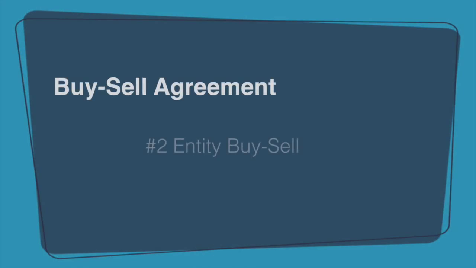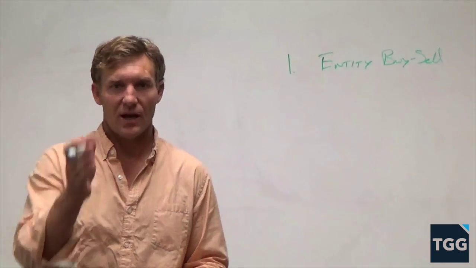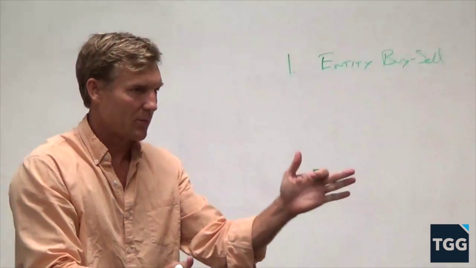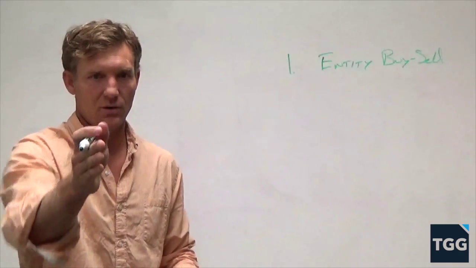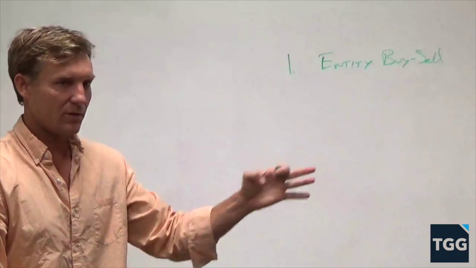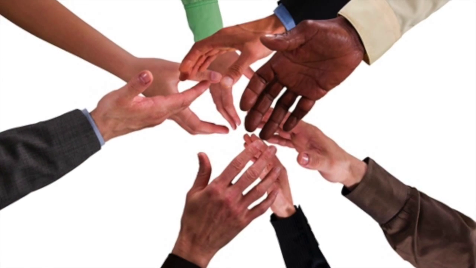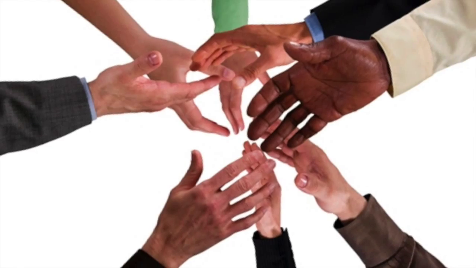Now, an entity buy-sell comes into place when there are more than simply two partners. Because if you had a cross-purchase with more than two partners, I have to have a deal with you as one partner, you as one partner, you as one partner, so I have to have an insurance policy if I die with you, one with you, one with you. And now all of a sudden you have to have one with me, one with that partner, and so on and so forth. You come up with 20 different insurance policies. Well, that's cost prohibitive and quite ridiculous.